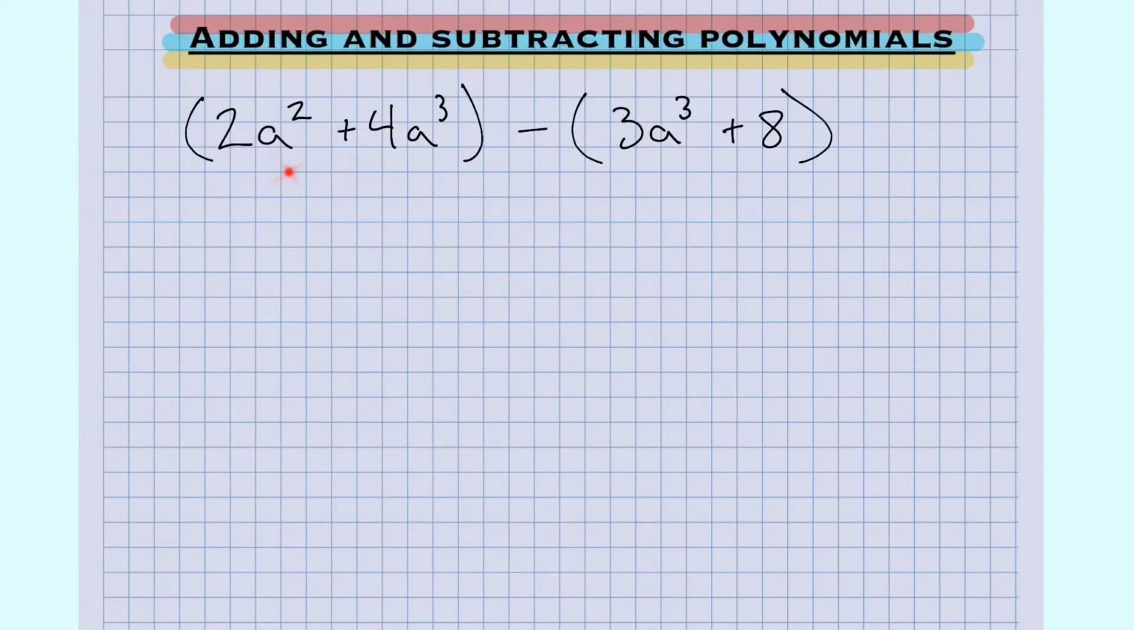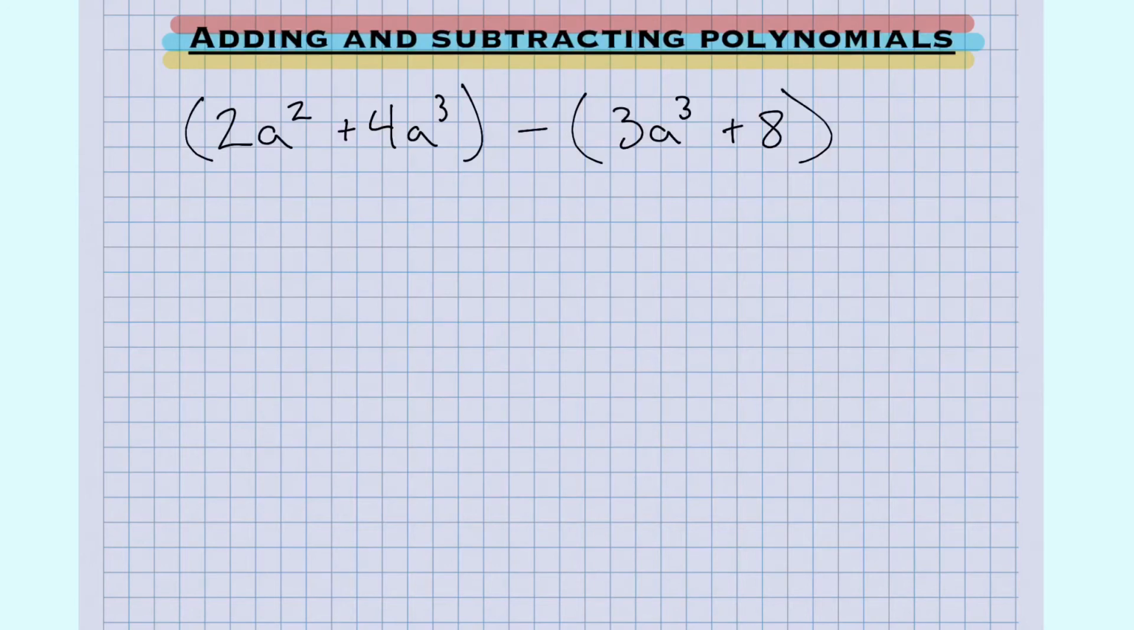All right, 2a squared plus 4a cubed minus 3a cubed plus 8. Now, we have to distribute this negative 1 in. We have to distribute in this negative sign. If there's nothing out front of this polynomial, you could just drop the parentheses. The only time you have to distribute is if there's a negative sign.